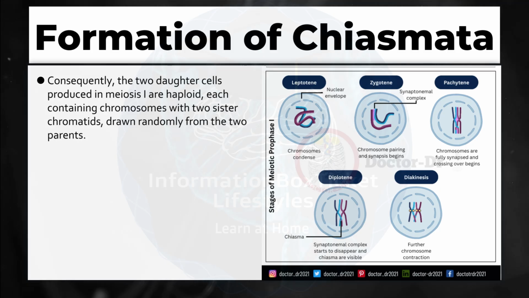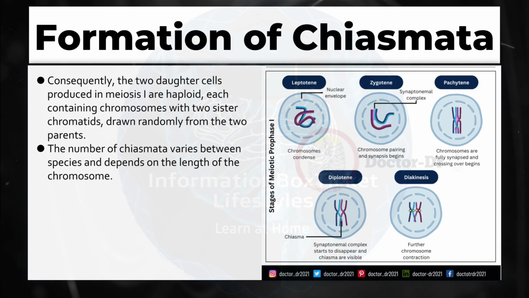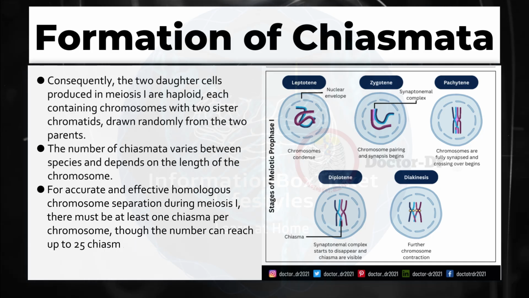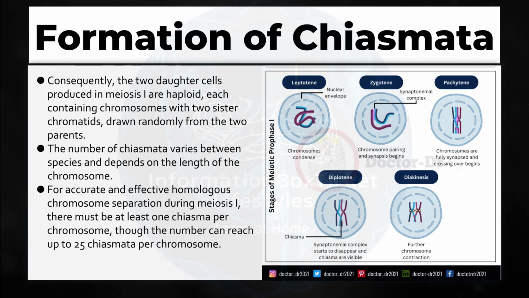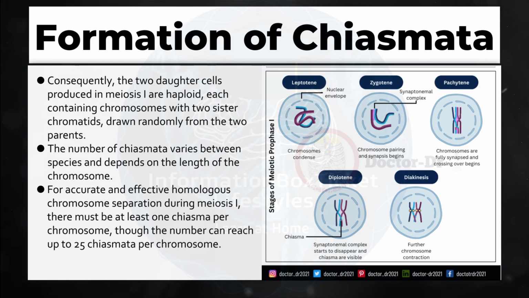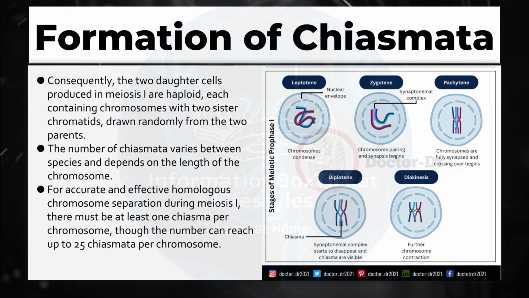The number of chiasmata varies between species and depends on the length of the chromosome. For accurate and effective homologous chromosome separation during meiosis I, there must be at least one chiasma per chromosome, though the number can reach up to 25 chiasmata per chromosome.